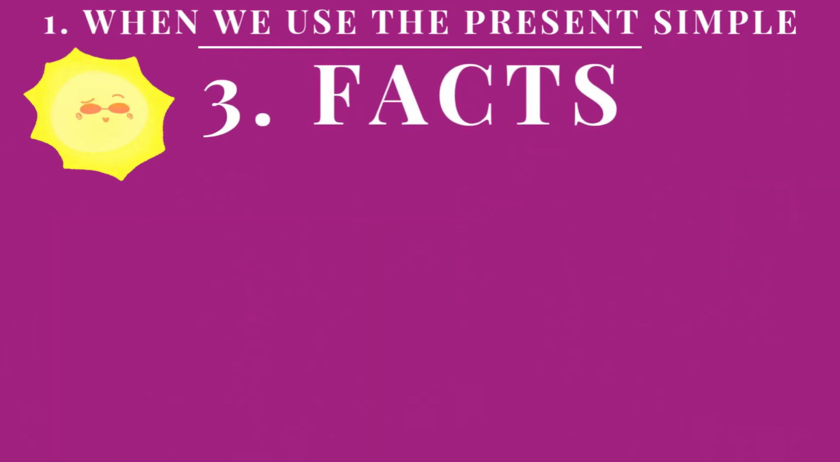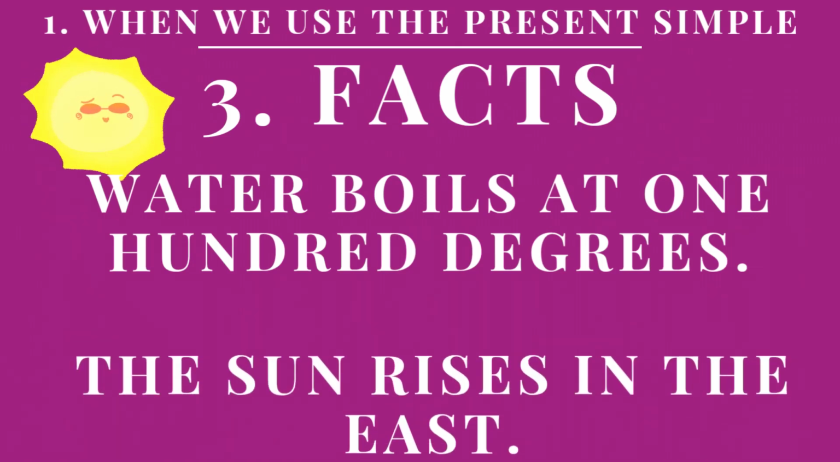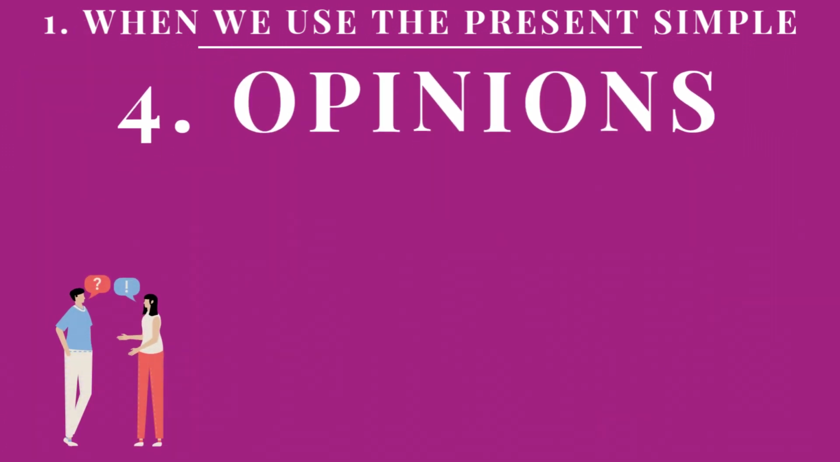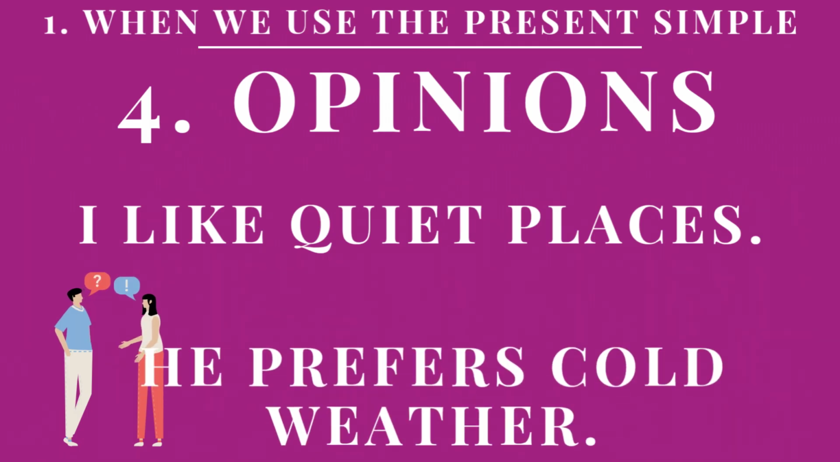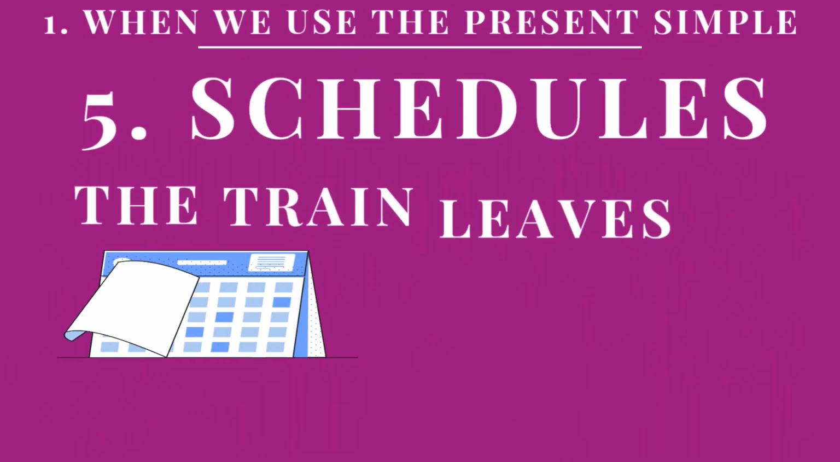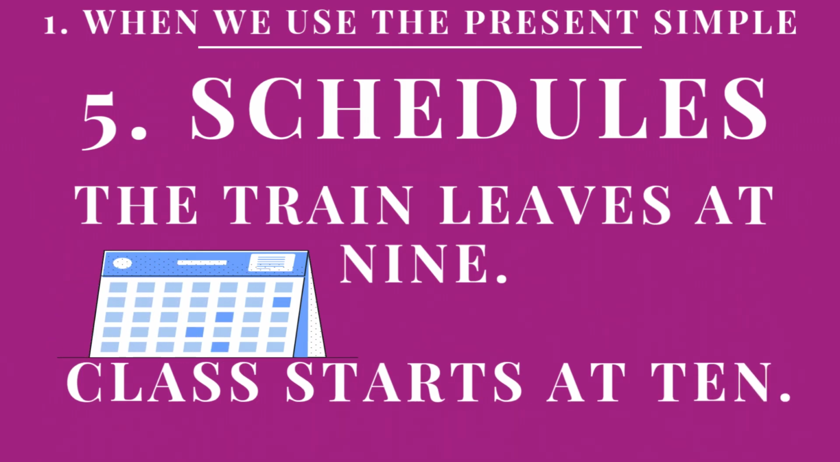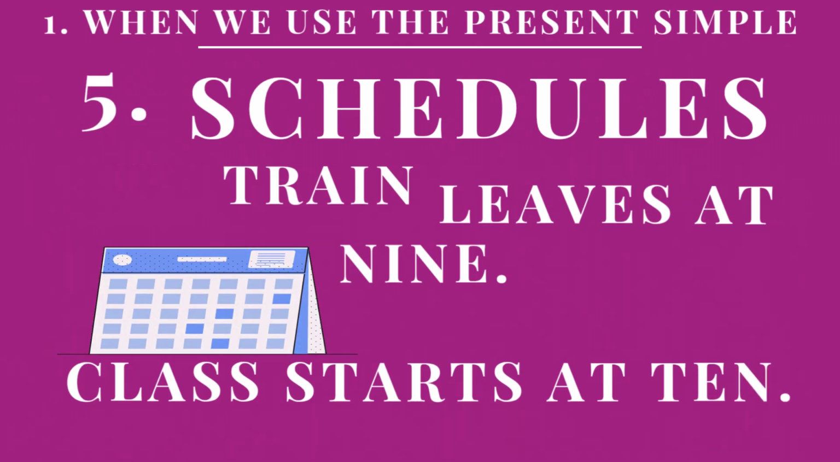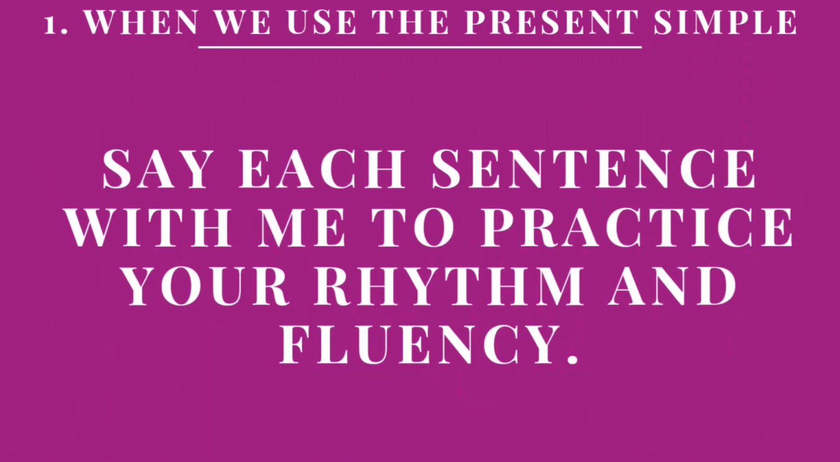3. Facts. Water boils at 100 degrees. The sun rises in the east. 4. Opinions. I like quiet places. He prefers cold weather. 5. Schedules. The train leaves at 9. Class starts at 10. Say each sentence with me to practice your rhythm and fluency.